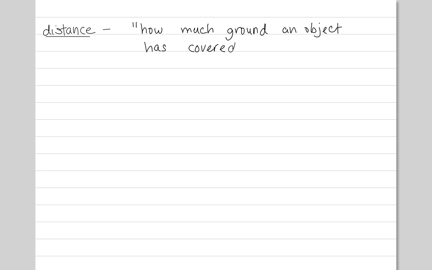Okay, so distance, underline it. Distance. Okay, so distance is thought of as how much ground an object has covered. Distances are scalar. The symbol for distance is d.